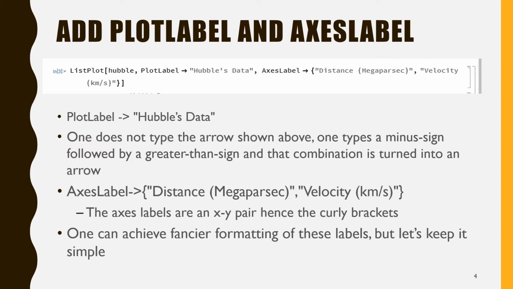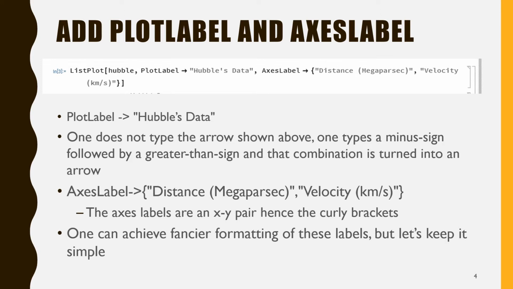And then you see in what was entered, it looks like an arrow, but we didn't type that arrow. We typed a minus sign and then a greater than sign, and that was turned into the arrow. Don't try to type the arrow or go find an arrow and paste it in. Just type a minus sign and then a greater than sign. It will be turned into that arrow. So PlotLabel arrow, quote, Hubble's data, end quote.